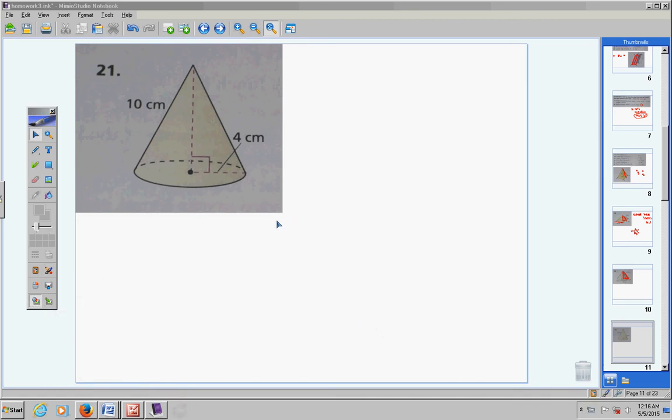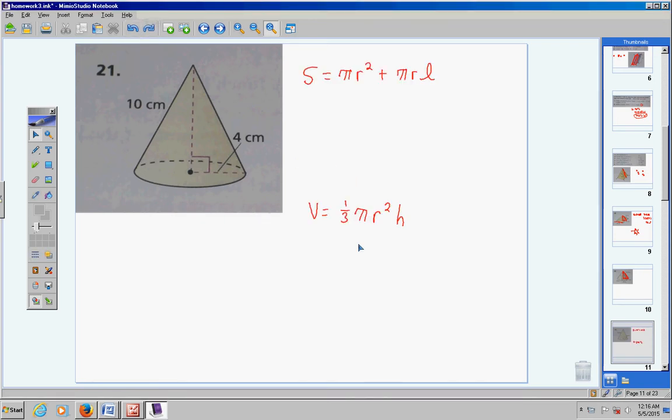Okay, students, number 21. They want us to find the surface area and the volume of this cone. And so let's get our formulas up here. There we go. Alright, surface area, first of all, of a cone is pi r squared plus pi r l, L being the slant height. So pi is 3.14. The radius would be 4. So we have 4 squared plus 3.14 times the radius, which is 4, times the slant height, which is 10. They give you the slant height right here.